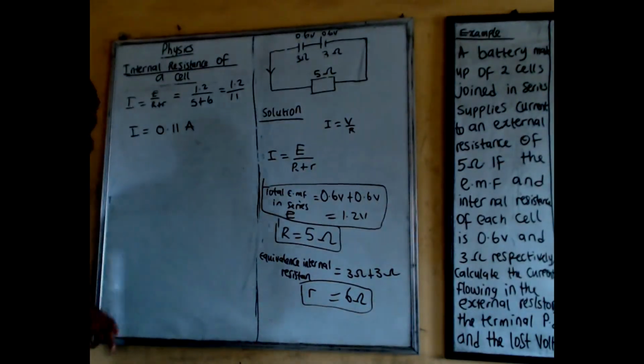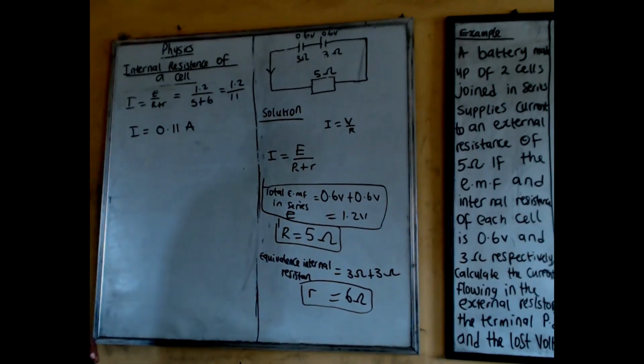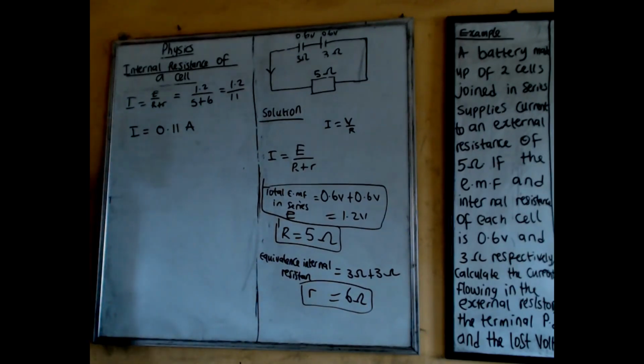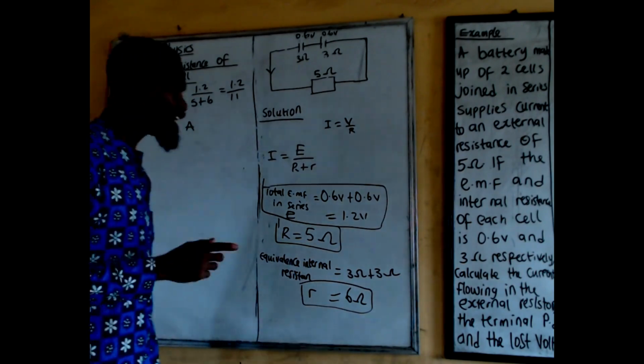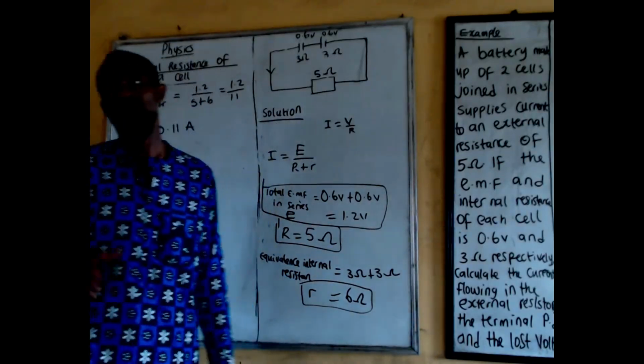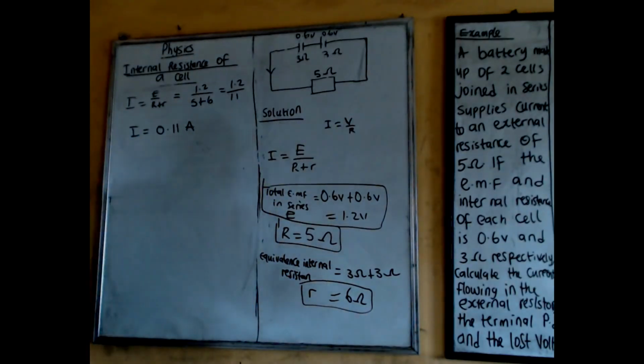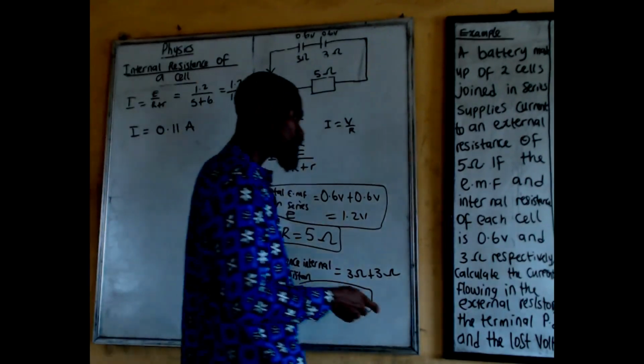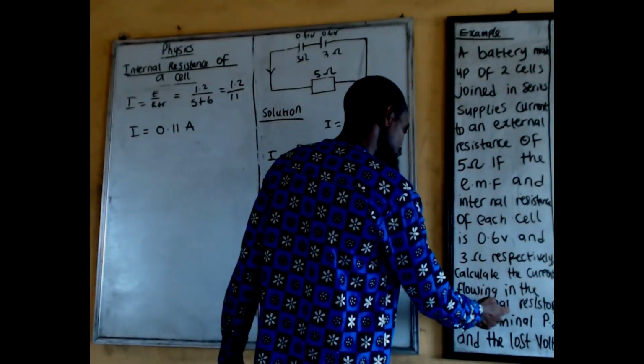This is the current flowing in the external resistor. Mind you, the current flowing in the external resistor is still the same current flowing inside the cell. That's why it was I, capital letter I, when we were dividing. So we want to go to the next question.